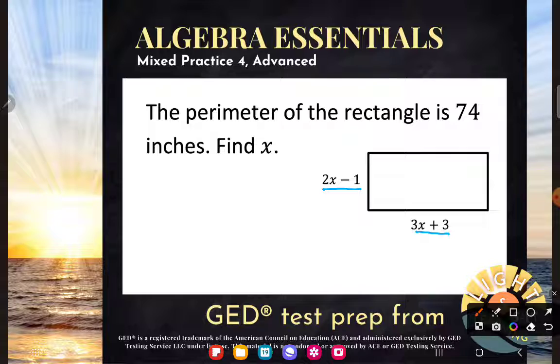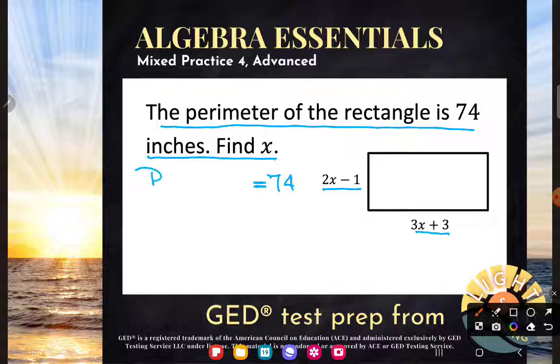Well, in order to solve for something unknown, I need an equation or an inequality or a relationship of some kind. I can't just randomly have these expressions and solve for anything. I need to have a relationship, and that relationship is found in the word problem part. Look, it says the perimeter of the rectangle is 74 inches. That means I know that something is equal to 74. What's equal to 74? Well, the perimeter.